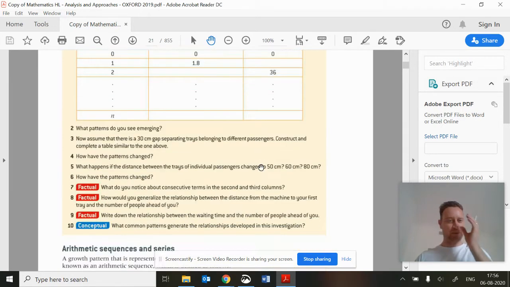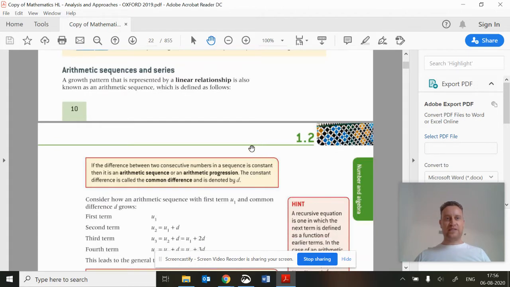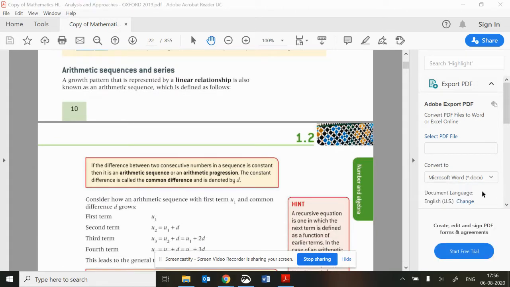Okay, right, let's get straight on with this then. So arithmetic sequences, sometimes called arithmetic progressions. We're talking about growth represented by a linear relationship. So for example, things could go up in 2s or 3s or 4s or whatever, but basically there will be a common difference every time.